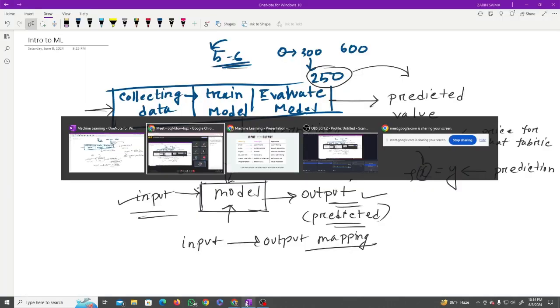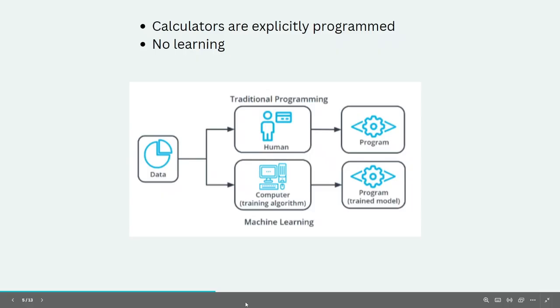So my question was, can we consider a calculator as an ML model example? You said that we cannot, and yes, that answer was correct. We cannot consider a calculator as a machine learning algorithm. Look, a calculator also takes some value as input, and it also produces some value as output. But the reason you cannot say a calculator is a machine learning model is that it has no learning. Calculators are explicitly programmed.